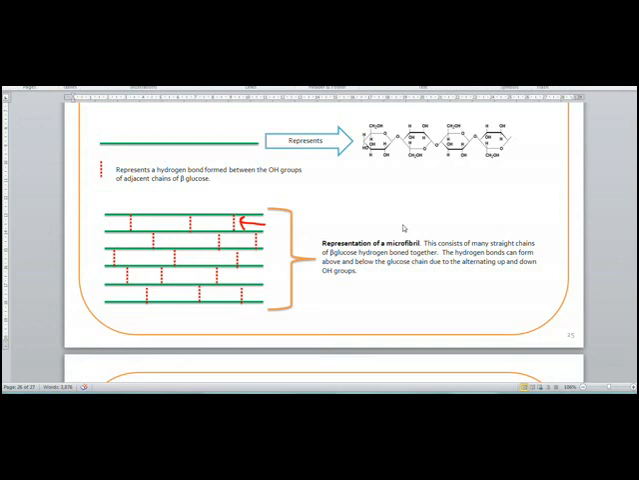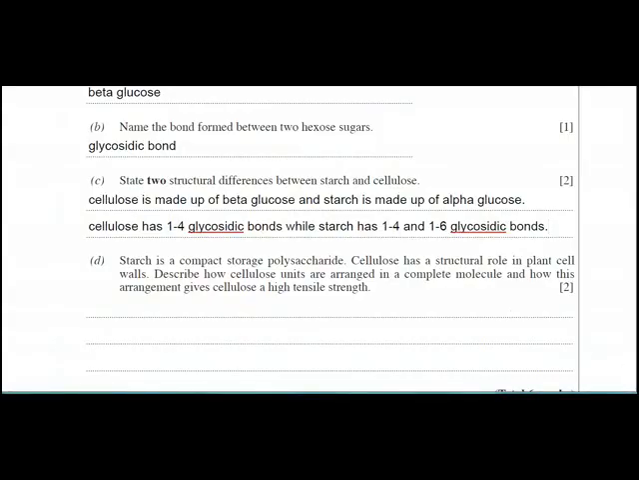Okay, so that is one marking point within this question, to state that there are long chains of beta-glucose that are linked or joined by hydrogen bonds. So if we go back to the question, we'll just type that answer in. Okay, so we've entered one correct answer there. Cellulose has long chains of beta-glucose monomers linked by hydrogen bonds.